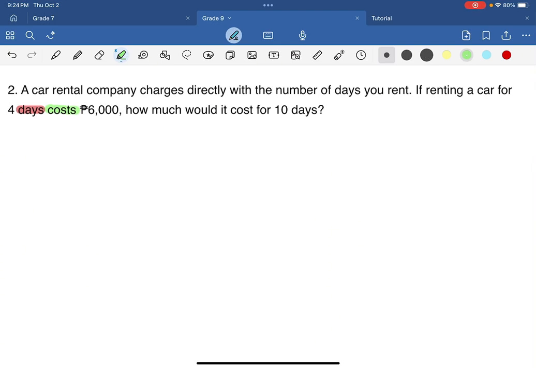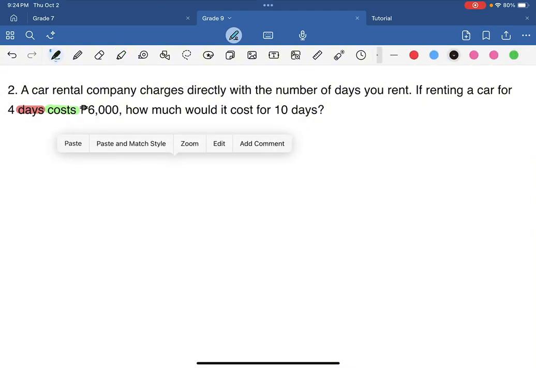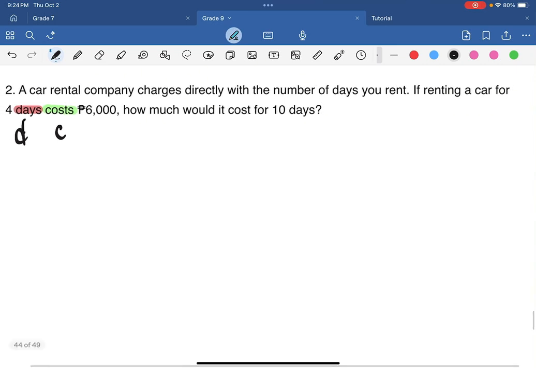So we could label days as D, and cost, of course, is C. Now, again, days is our independent variable, so it should go with K, and C is our dependent variable. So we could write it like this: C is equal to KD.